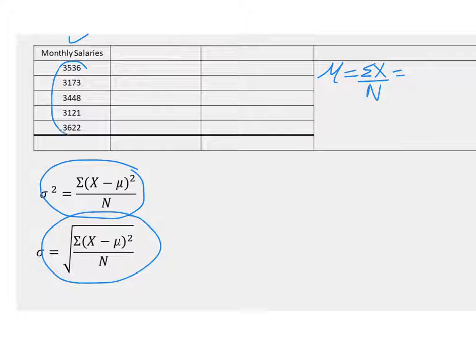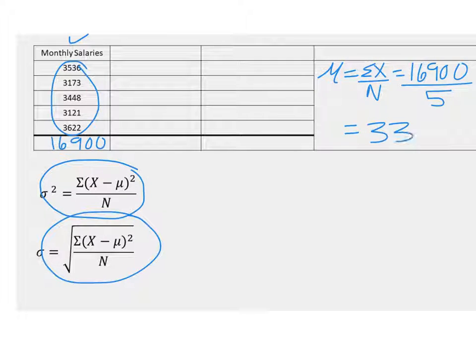So if we add all of this first column, the monthly salaries together, we get 16,900. And we're going to substitute that 16,900 divided by the number of values we have, which is 5, which means our mean is 3,380. Now our next step is to tackle our formula here.